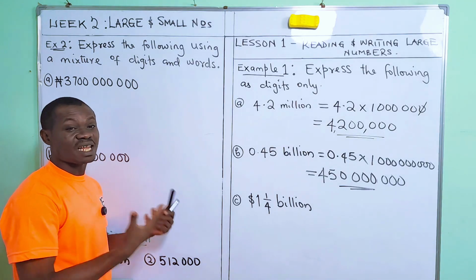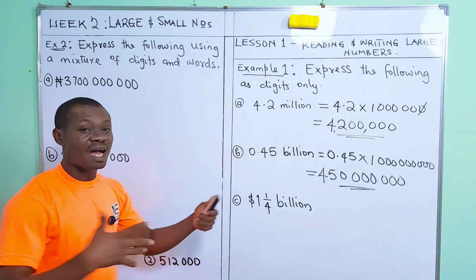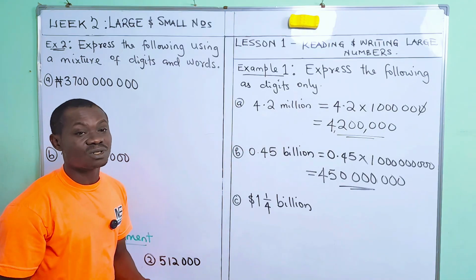Now, remember, the reason we are learning all of this is because in real life, this is how numbers are written. Okay, so large numbers are written as mixtures of words and digits.